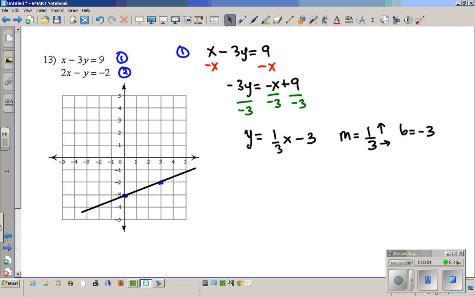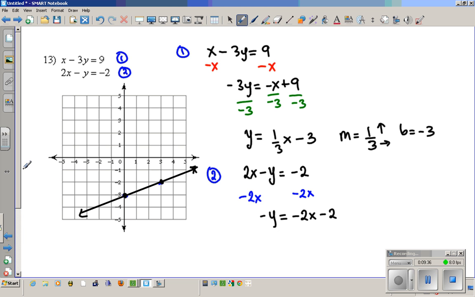Okay. Now let's move on to the second line. Okay? Second line is also in standard form, so we need to transform the equation into slope-intercept form. So for 2, we're going to have 2x minus y equals -2. That's what we have. So let's put it in slope-intercept form. So to do that, what we do is try to get y by itself. So first thing we do is get rid of 2x, subtract 2x from both sides.